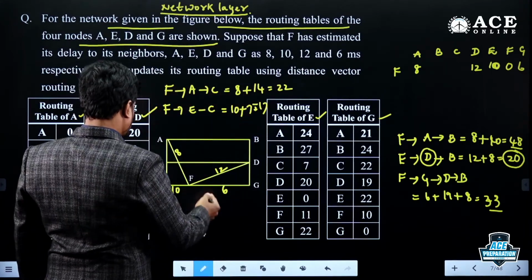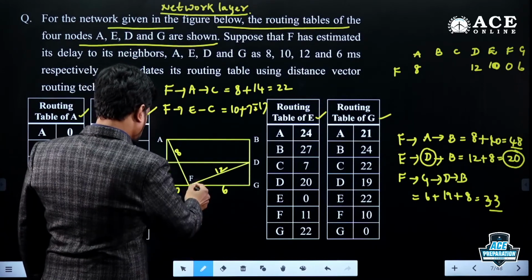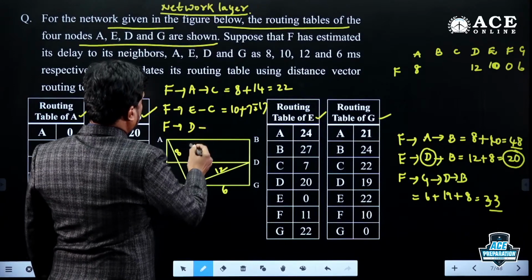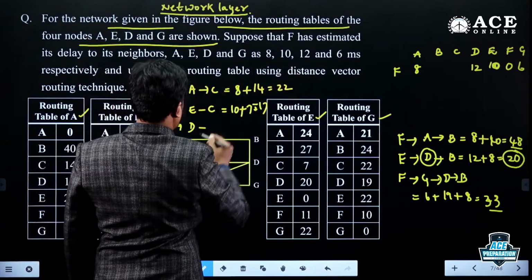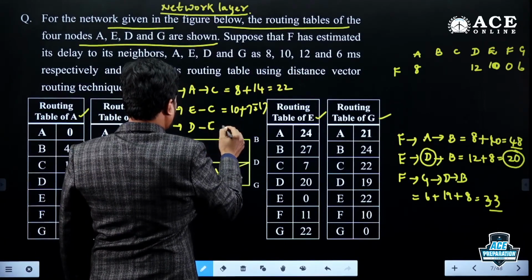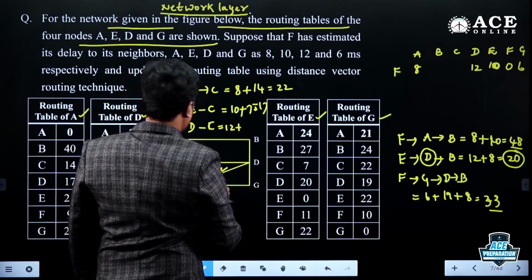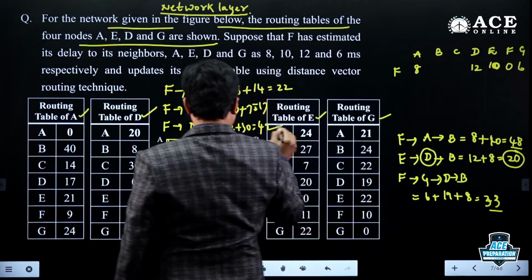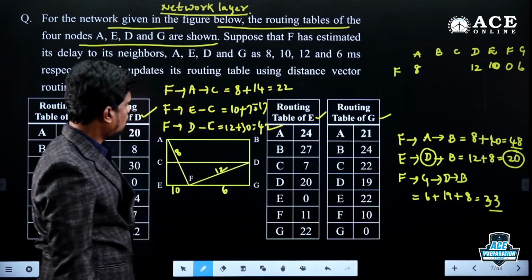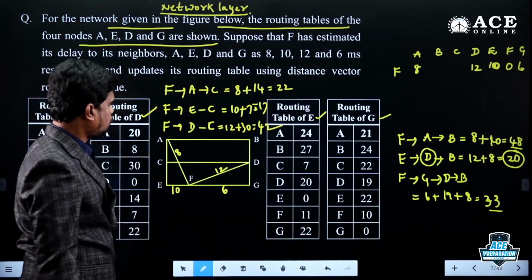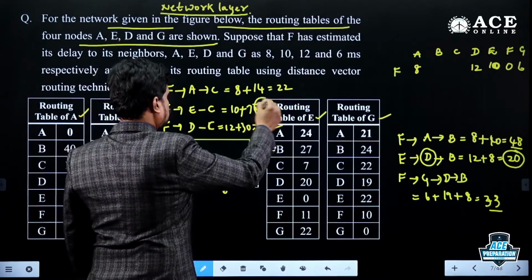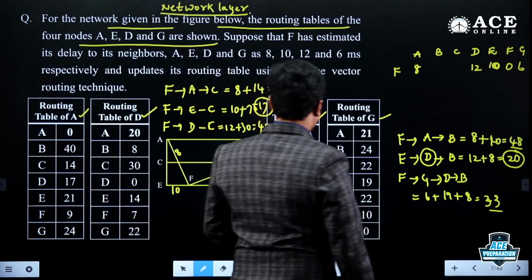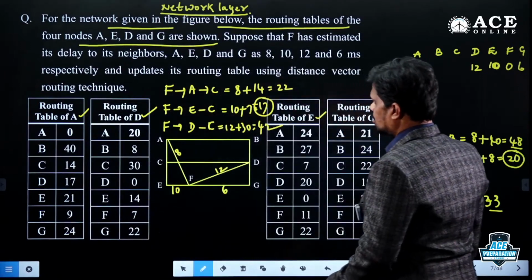Next, what is the next path I am having? F to D, then D to C. F to D, I have 12. Then D to C I have 30, which is 42. Okay. Which one is the shortest one if you verify? 17 is the shortest one. And it is possible via E, right? So verify the options now.